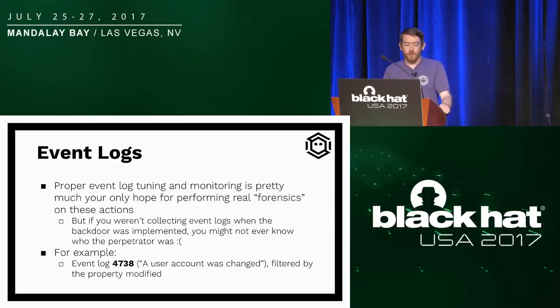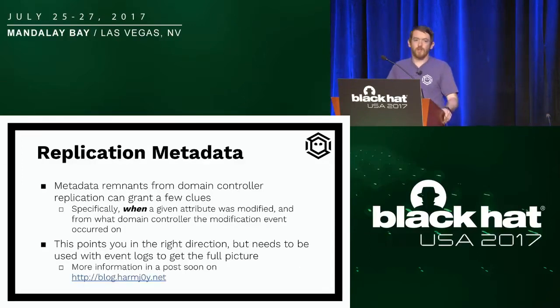But for example, event log 4738, a user account was changed, and then filtering by the property modified for, say, service principal name or something like that. Also, we've been diving into some replication metadata. I have a post coming out in a couple weeks on this. When domain controllers replicate data between each other, there's information that's left over, this metadata that says, hey, these properties changed. So using this replication metadata, you can figure out when a property was modified, and you can tell which domain controller the modification originated on.